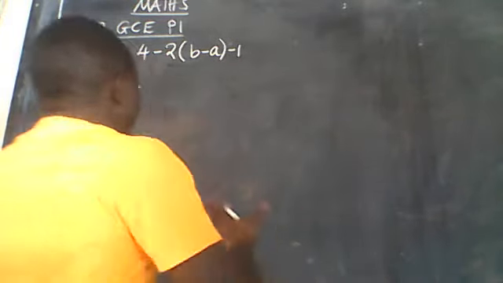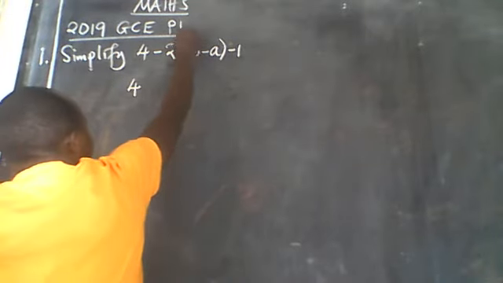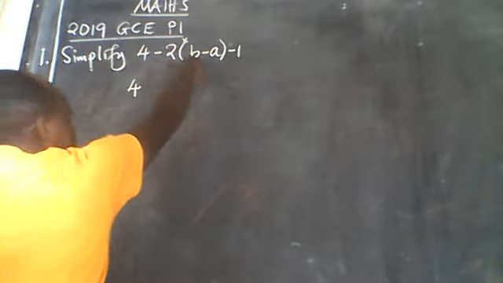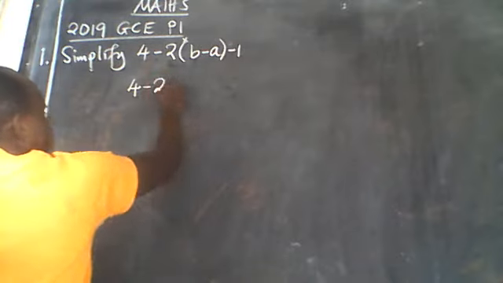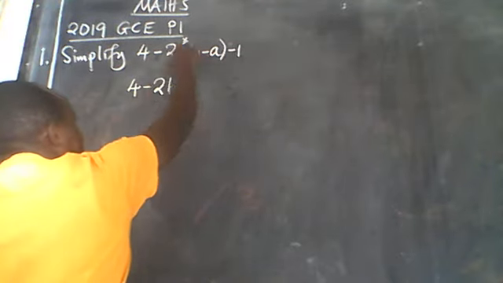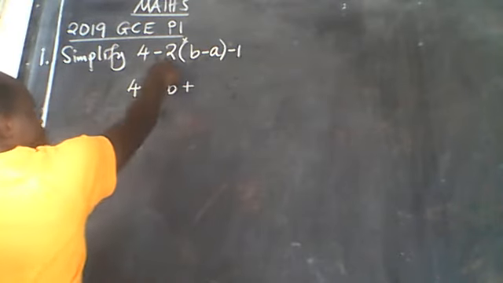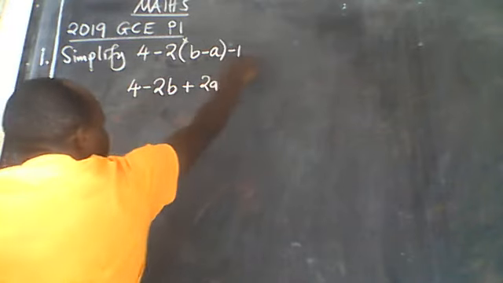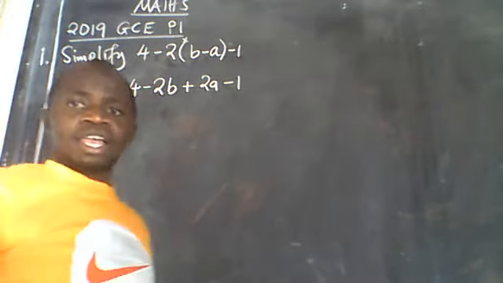So we have 4 here, then we start multiplying. Bracket here means multiplication. So we have -2 multiplied by b here, and that will be -2b. Then negative times negative here will give us a positive, then 2 times a, that will be 2a. Then outside we have -1.